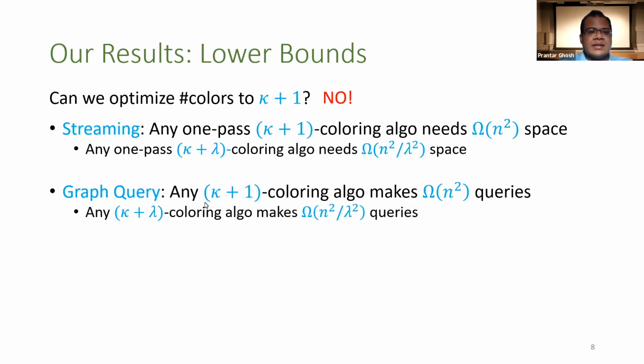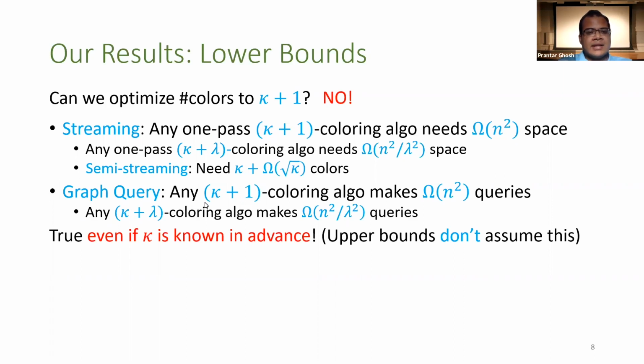These results generalize in these models as a kappa plus lambda coloring for some lambda greater than 0 requiring omega n squared over lambda squared space and omega n squared over lambda squared queries respectively. So in particular, if we want a semi-streaming algorithm, we would need at least kappa plus omega square root kappa colors. A very important thing to note here is that these results hold even if the degeneracy kappa, its value, is known to the algorithm in advance. At the same time, note that our upper bounds make no such assumption.